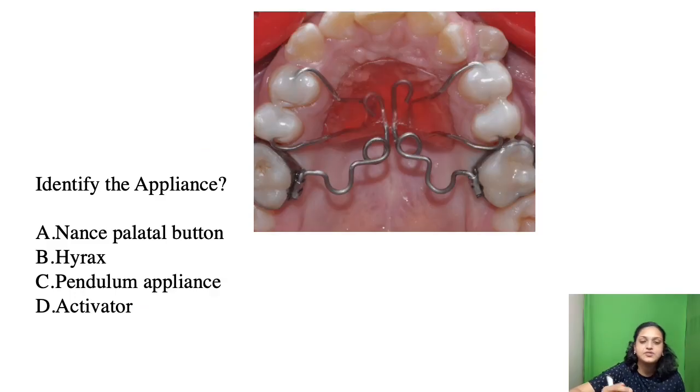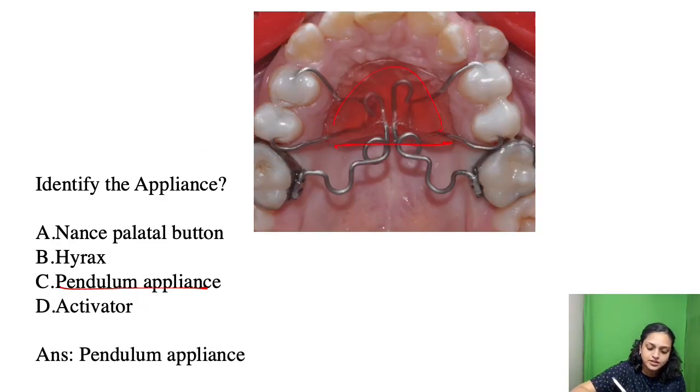So identify the appliance, a very commonly asked question. You can see it's a pendulum appliance. You can see the Nance button, the pendulum springs, no expansion screw, nothing. So it's a pendulum appliance. There are no implants, it rests on the molar. A conventional pendulum appliance given by J.J. Hilgers.